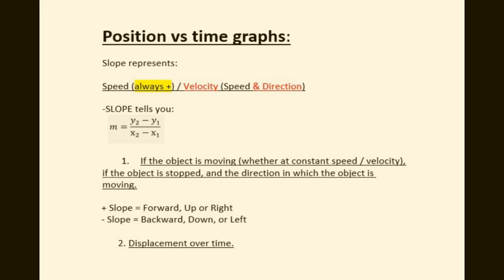The slope of a position versus time graph will tell us if the object is moving, whether that's constant speed or velocity, if the object is stopped, and the direction in which the object is moving. A positive slope means that it's going forward, up, or right, whereas a negative slope means that it is going backward, down, or left. The slope in a graph will tell us an object's displacement over time.